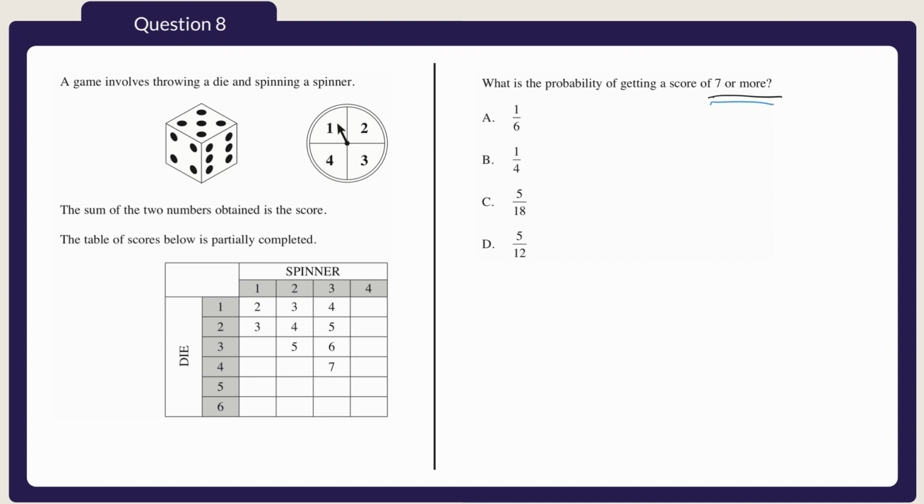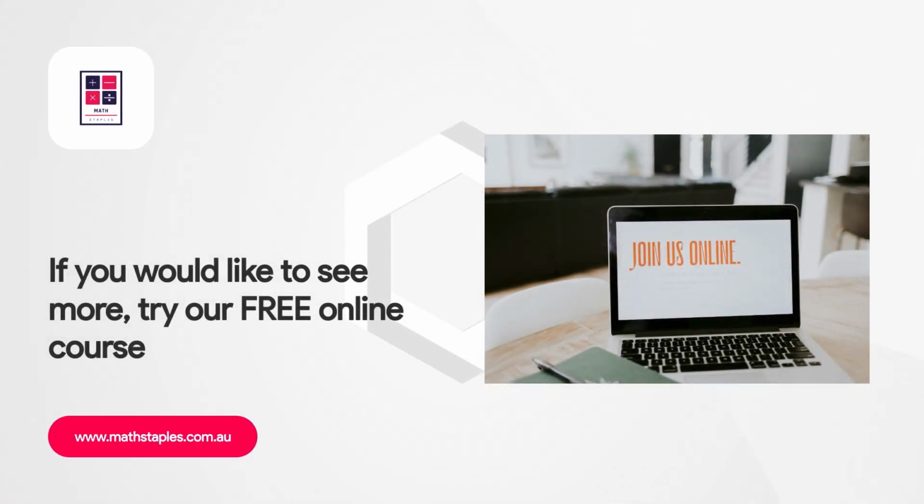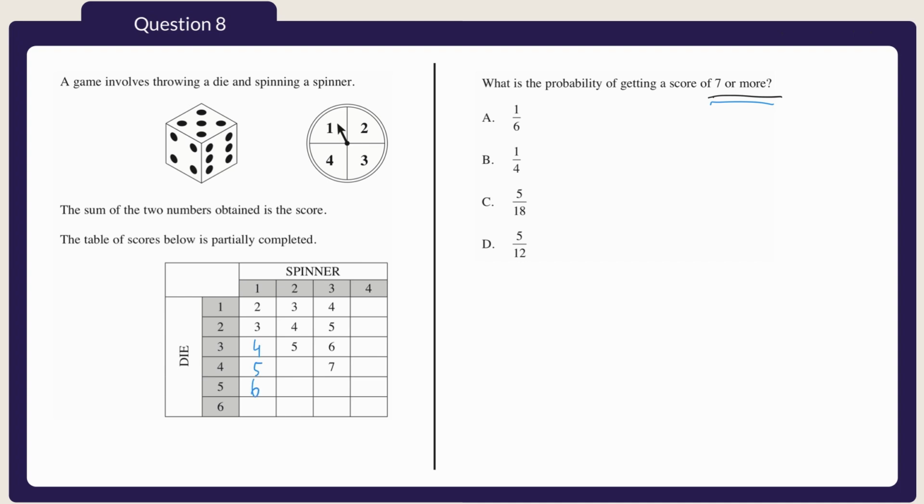7 or more. So the first thing I'm going to do is complete the table, and that's going to help me identify the scores that are 7 or more to begin with. Okay, so first of all, I can identify the number of outcomes: it's a table that's 4 by 6, so there's 24 possible outcomes.